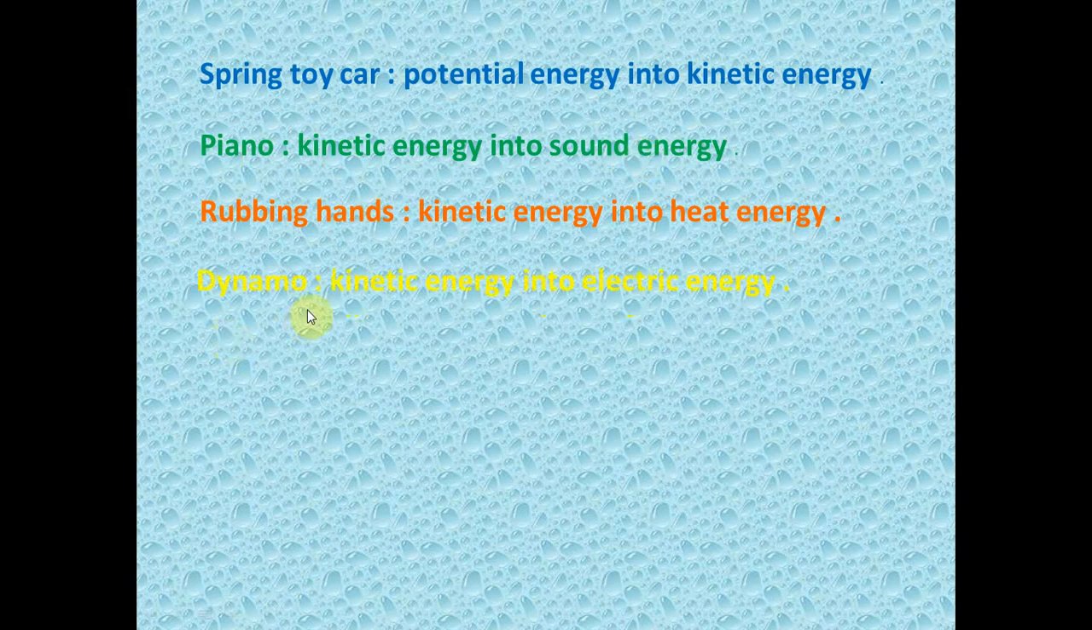Okay. Then we talked about the dynamo. And we said it's a very small equipment attached to the tires of a bicycle. This dynamo turns the kinetic energy when the bicycle moves into electric energy. Then we have the electric lamp, which works by the electricity or the electric energy. Then it turns it into light energy.